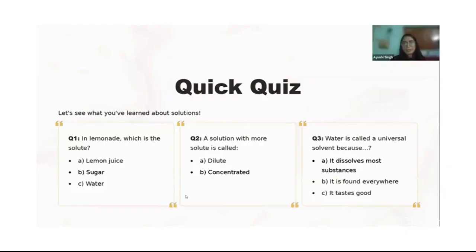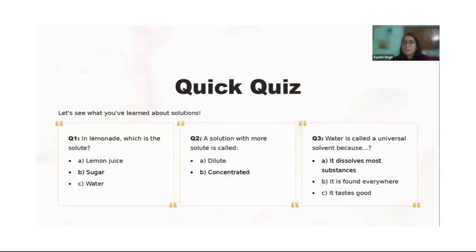So a quick quiz question, let's quickly try solving this. Question 1 would be for you. In lemonade, which is the solute? You can try to answer this in the comment section, or try solving it with pen and paper. So in lemonade, which is the solute? Is it lemon juice, sugar, or water? Now this could be tricky. If you're not getting it, come back to me. I'll help you solve this.